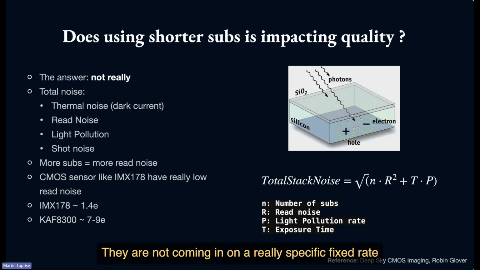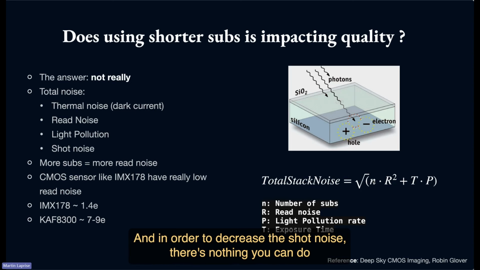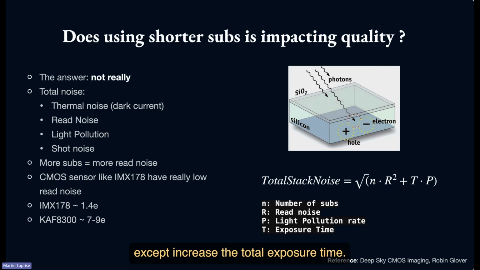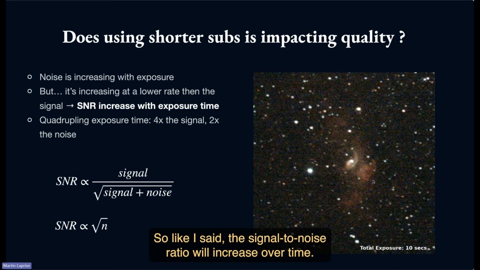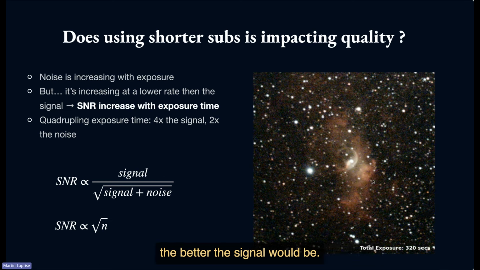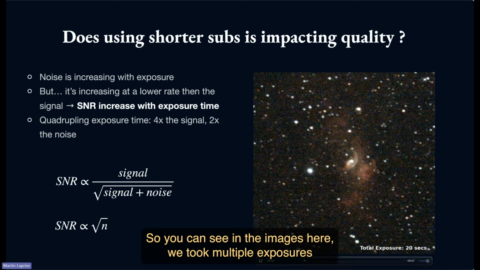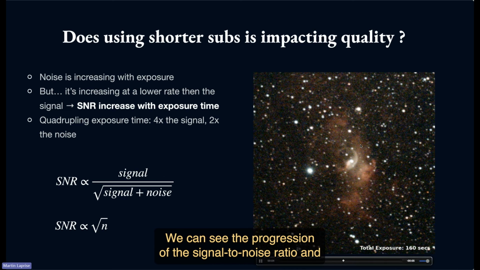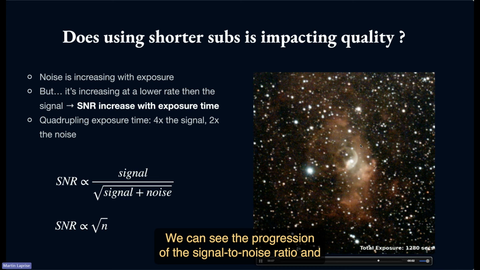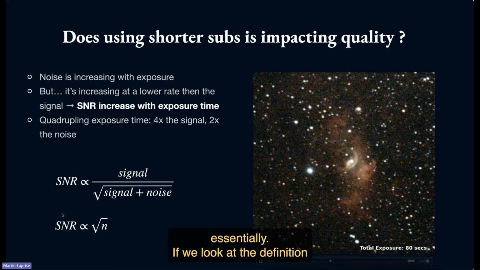They're not coming at a specific fixed rate. That jittering is what we call shot noise. And in order to decrease the shot noise, there's nothing you can do except increase the total exposure time. Like I said, the signal to noise ratio will increase over time. So the more subs you add into your total exposure, the better the signal will be. You can see in the images here, we took multiple exposures using the Celestron Origin telescope, and we can see the progression of the signal to noise ratio. And the signal to noise ratio is proportional to the square root of the number of subs, essentially.